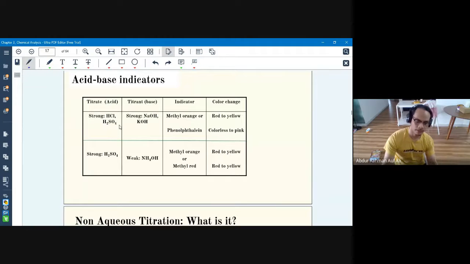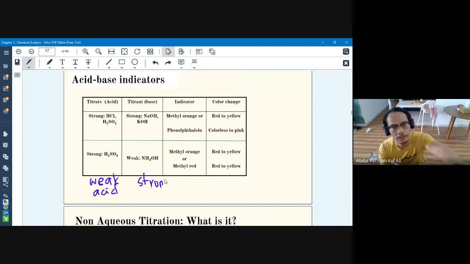So kat atas ni kalau dia bagi tadi, let me draw. Okay, so apa nama dalam soalan, now I remember. Soalan dalam quizzes tadi tu, dia bagi kalau dia titrate dengan weak acid dengan strong base. Strong base.